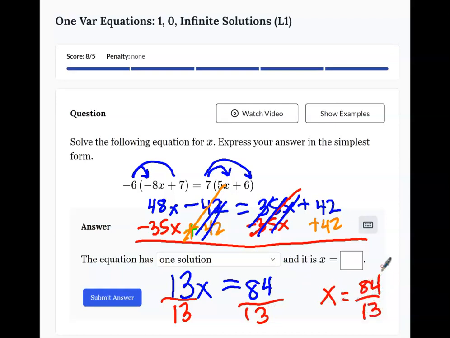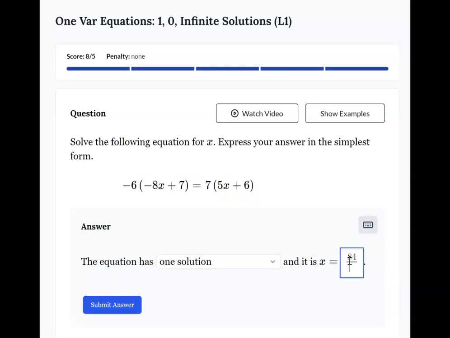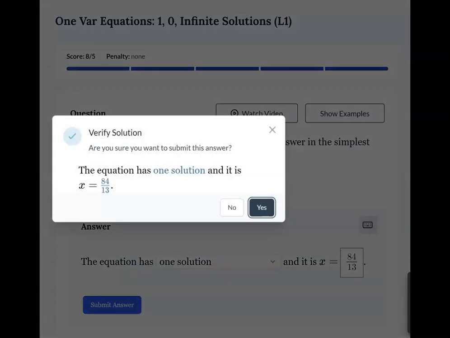84 over 13. Is it a crazy answer? Sure it is. But that's okay, because you can write a fraction as your solution. 84 over 13. You're going to type it right here in that box: 84 division bar or division sign 13. And submit your answer.